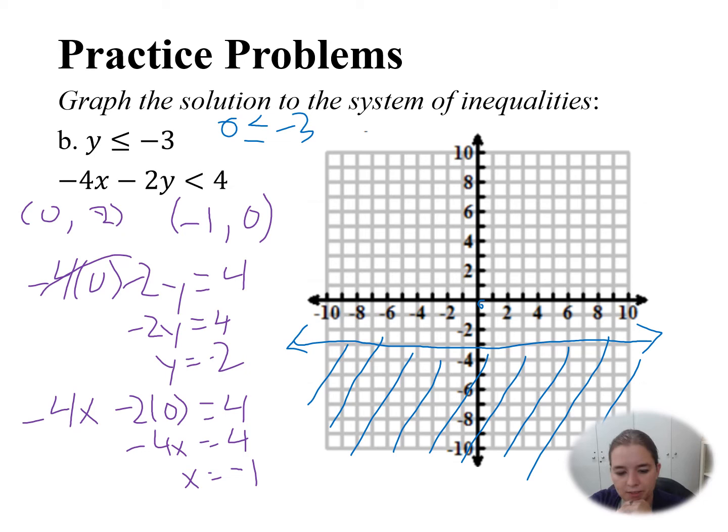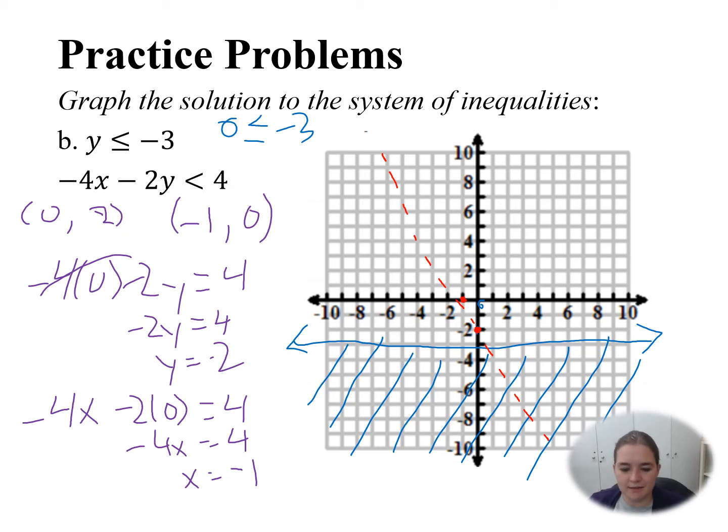So for my 2 ordered pairs, I'm going to go to the point (0, -2). I'll do it with the clicker instead. Let's go with red, it's a little easier to see. (0, -2) and (-1, 0). My 2 points define a line, so that's all I need to be able to draw this line. Let's do a dotted line, because it's a strict inequality.